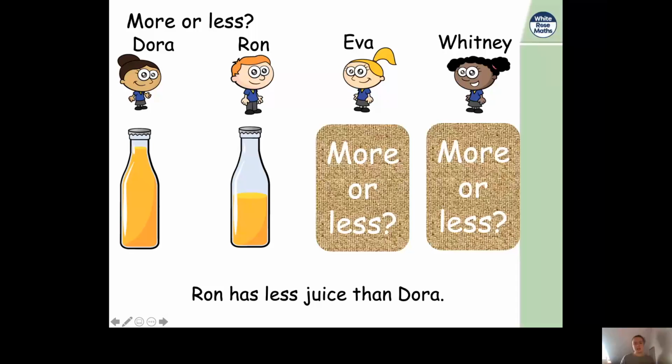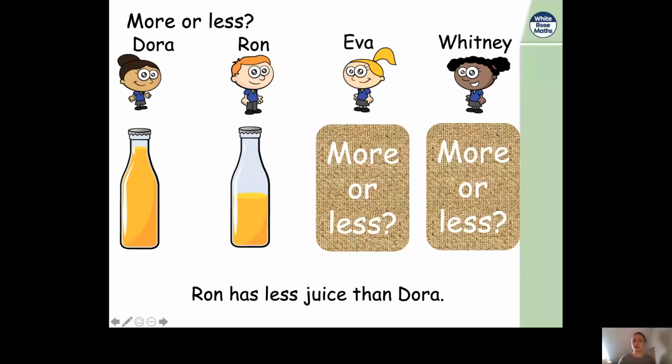And we can see, how would you describe the volume of Ron's juice? Well, we can see that half of it is full of juice and the other half isn't. So therefore, I would describe Ron's bottle as half full. Okay, so therefore, if it's half full, it's less than Dora's, whose bottle is almost full. Okay, so there's the first one.